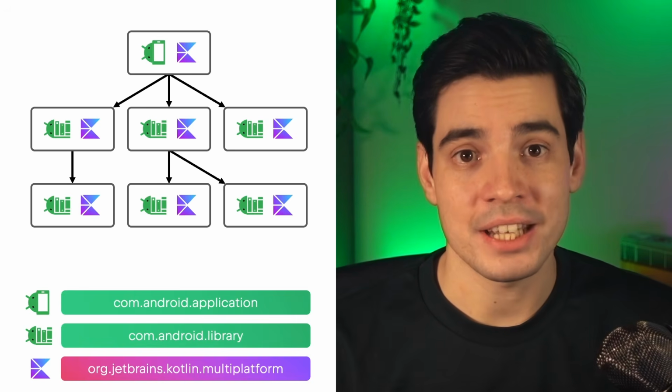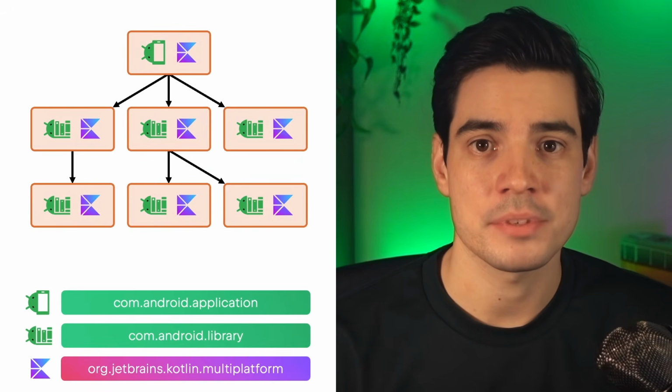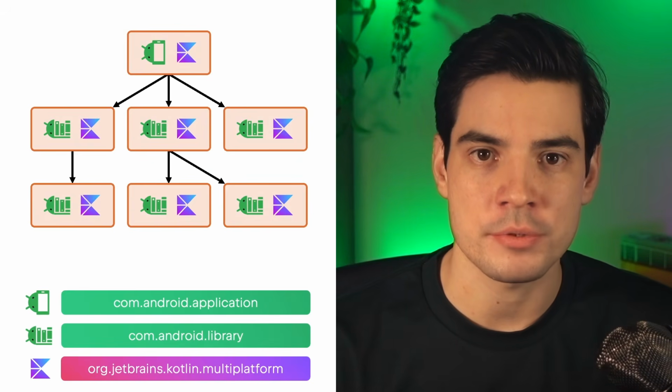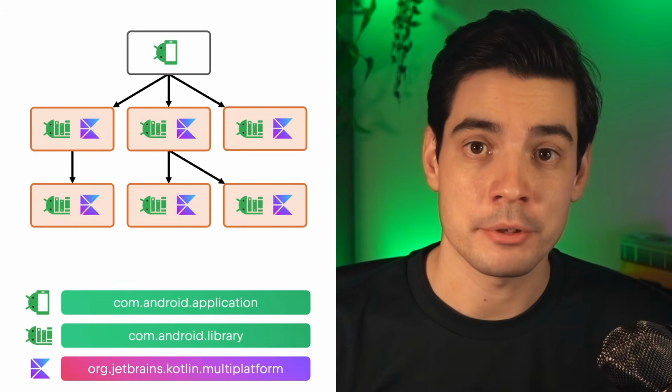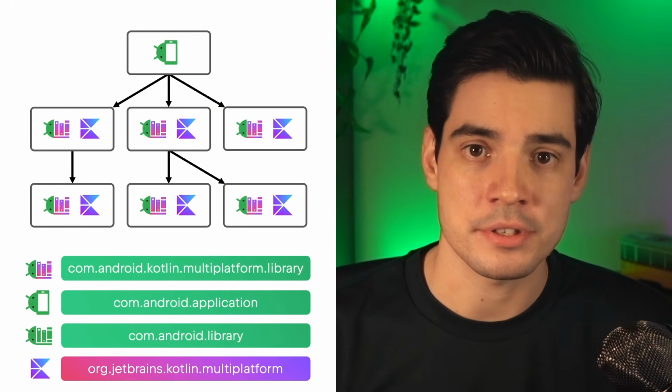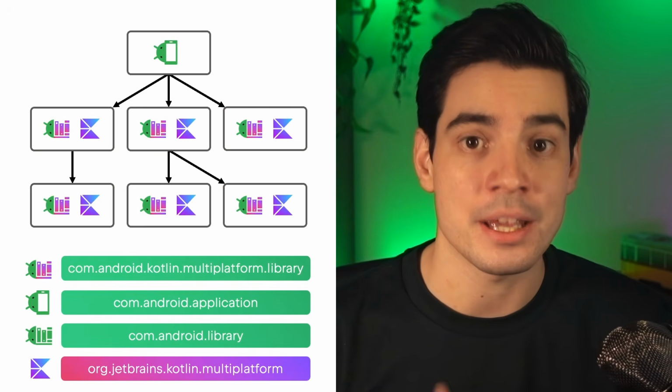Now, with AGP 9, the regular application and library plugins are no longer compatible with KMP, so you cannot use them in a module that also uses the Kotlin Multiplatform plugin. Instead, the application module has to become a pure Android module, and any library modules need to move from the Android library plugin to AGP 9's new Android KMP library plugin.